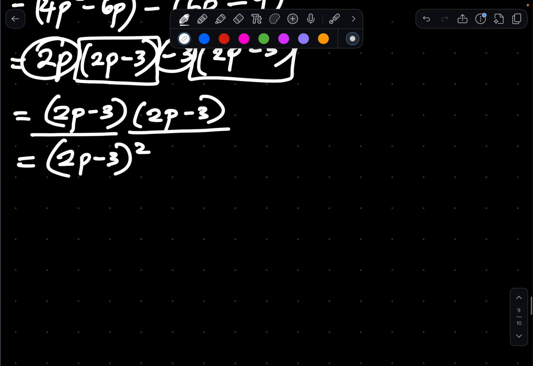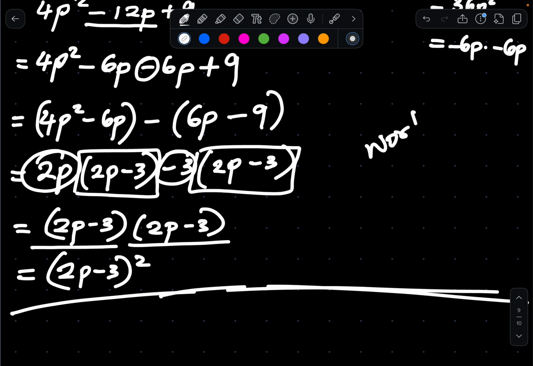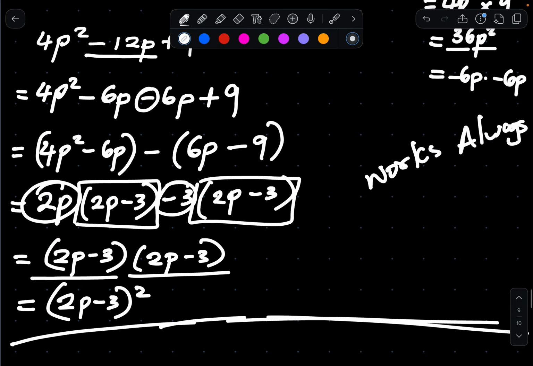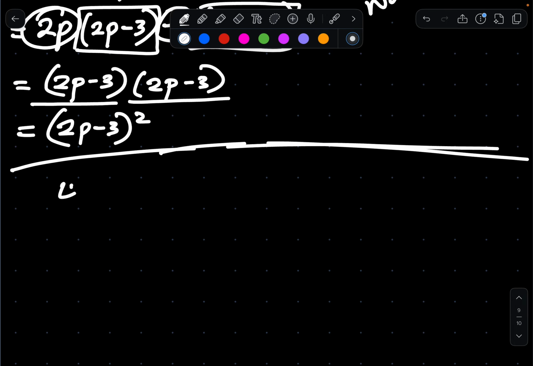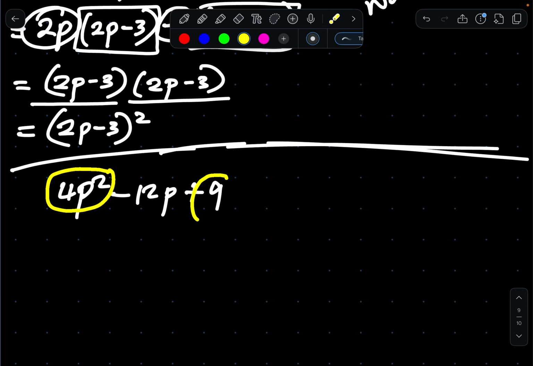But this is a method that works always. It works always. But as a mathematician, there must be patterns that you should be looking for. If I have 4p squared minus 12p plus 9, I see a trinomial which does not have a highest common factor. But I realize that this is a perfect square, and also that is a perfect square. So this is going to be a perfect square trinomial, ladies and gentlemen. And this is how you're going to factorize it.